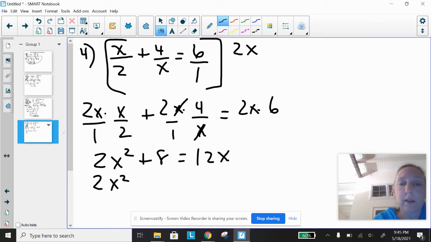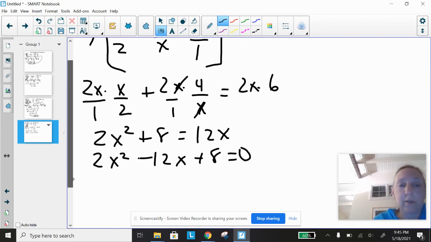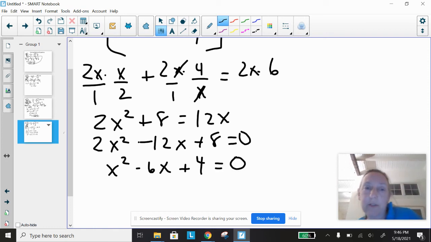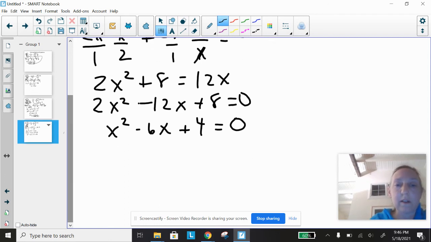I'm now going to make my life a little easier. So I've brought everything to one side. I'm going to divide by 2. Why? Because I can, and then it makes my life a little easier. Are there factors of 4 that will add or subtract to 6? There are not. So is it NRS? Hopefully you said no. You don't know yet. You need to do a little quadratic formula to see.